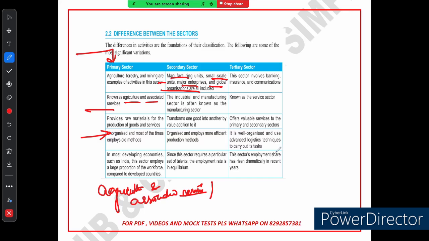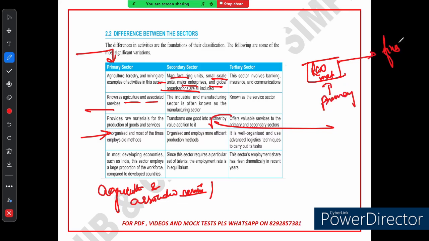If we talk about the function of the secondary sector, what is it? The secondary sector transforms the raw material from the primary sector and adds value to it by turning it into goods. Whatever raw material it obtains from the primary sector, it turns into finished goods by value addition. So this value addition work is done by the secondary sector.